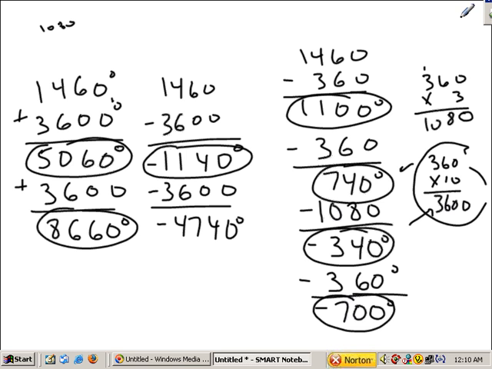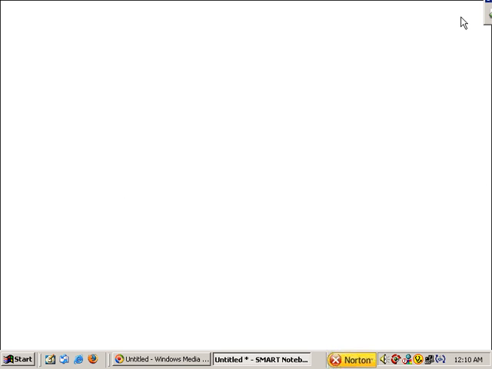You just have to know how to add and subtract. If you add 3,600, it'll turn positive. If you take away 3,600, it'll turn negative. Now, let's just play this same game, and let's play it in radians. Remember, 2 pi is 360 degrees. So you can add any multiple of the 2 pi, or subtract any multiple of the 2 pi. 2 pi, 4 pi, 6 pi, 8 pi.